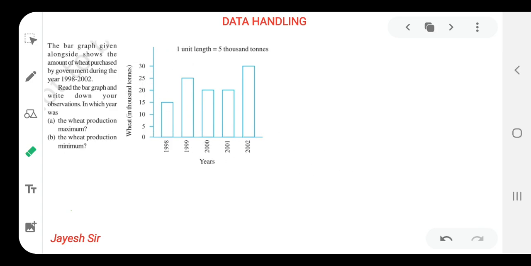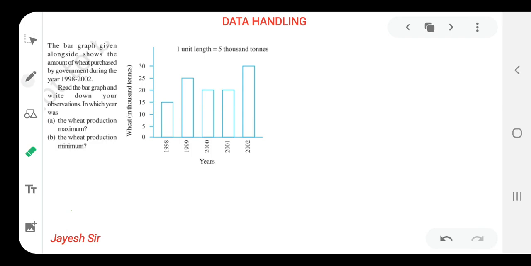The bar graph given alongside shows the amount of wheat produced by the government during the years 1998 to 2002. That means the data is given from the year 1998 to 2002. One unit here is represented by 5000. This length means 5000; 0 to 5 indicates 5000 tons. This is the basic thing to keep in mind. Now it is 5000 tons, 10,000 tons, 15,000 tons, 20,000 tons, 25,000 tons, and 30,000 tons.